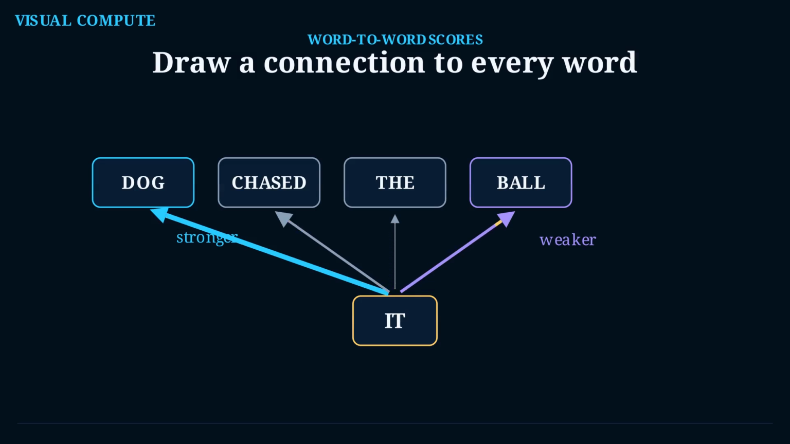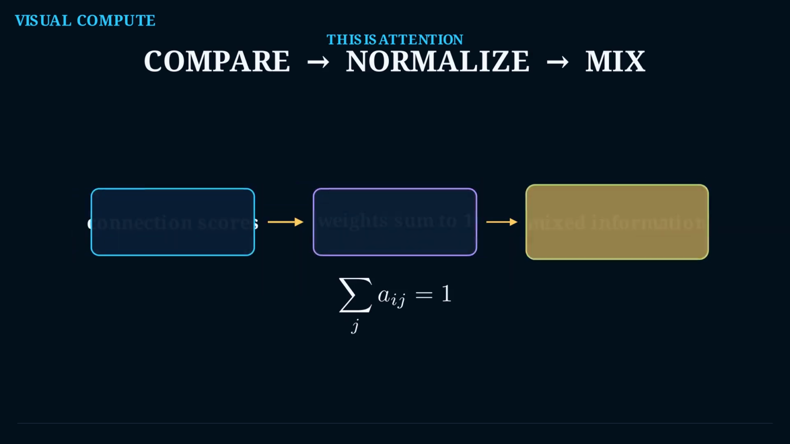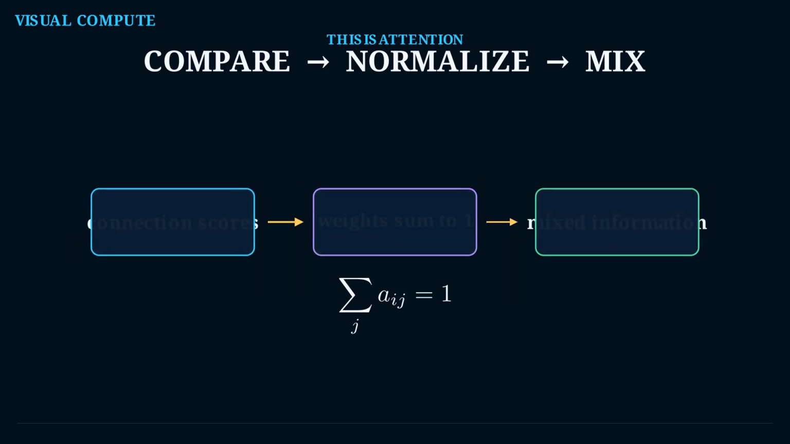Start without any machine learning vocabulary. For the word "it," draw a line to every earlier word. A thicker line means that word currently looks more relevant. These are word-to-word connection strengths. The model converts those connection scores into weights that add to 1. Then it mixes information from the words using those weights. This compare, normalize, and mix operation is what we call attention.